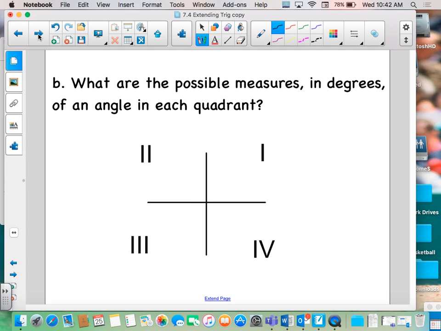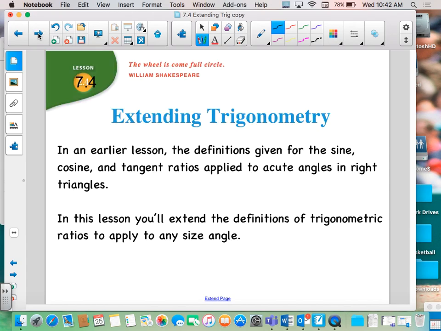So the possible measures now in degrees, well, we always start here, and we're just going to skip count by 90 degrees. There's 90, 180, 270, all the way around. We're back to 360 where we started. All right, that's just to get you warmed up. Are you thinking and ready to roll today?